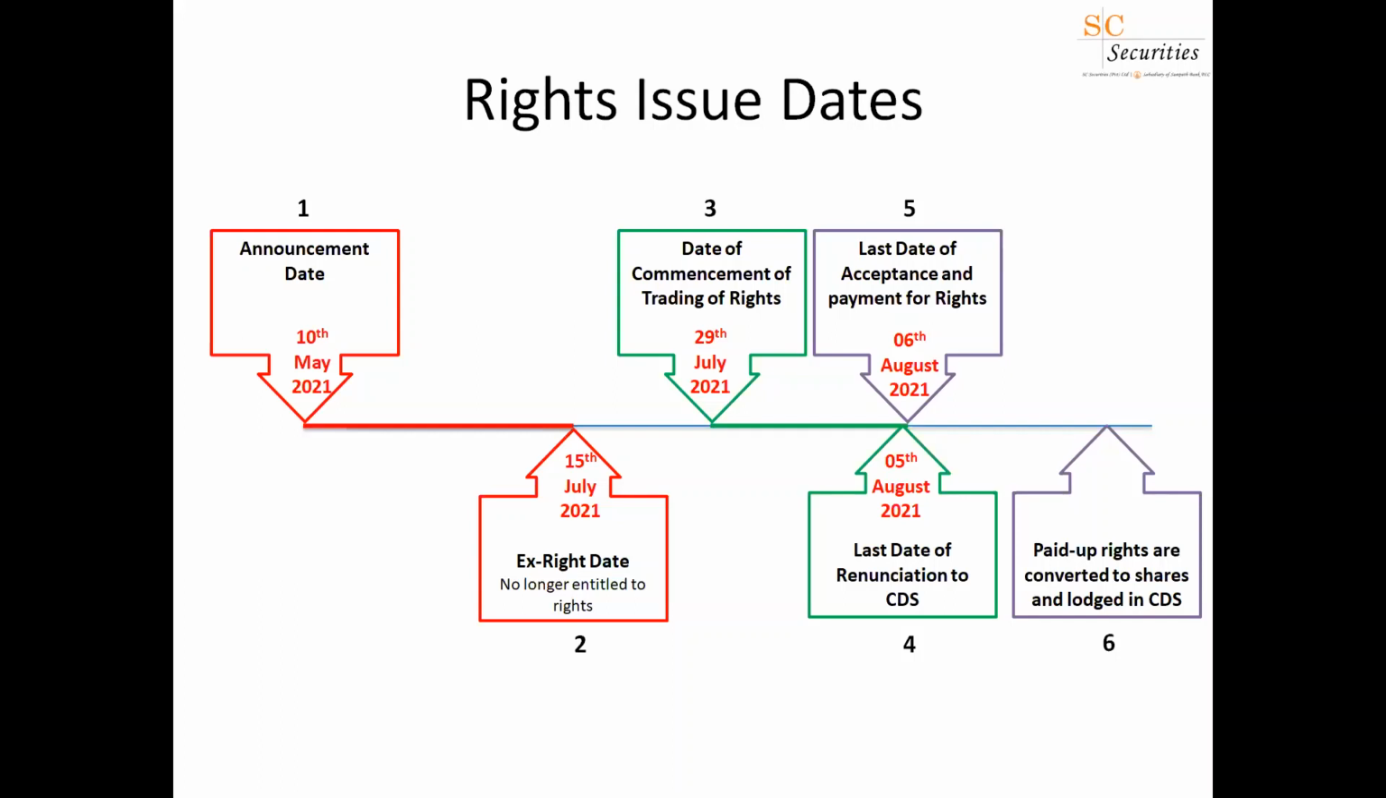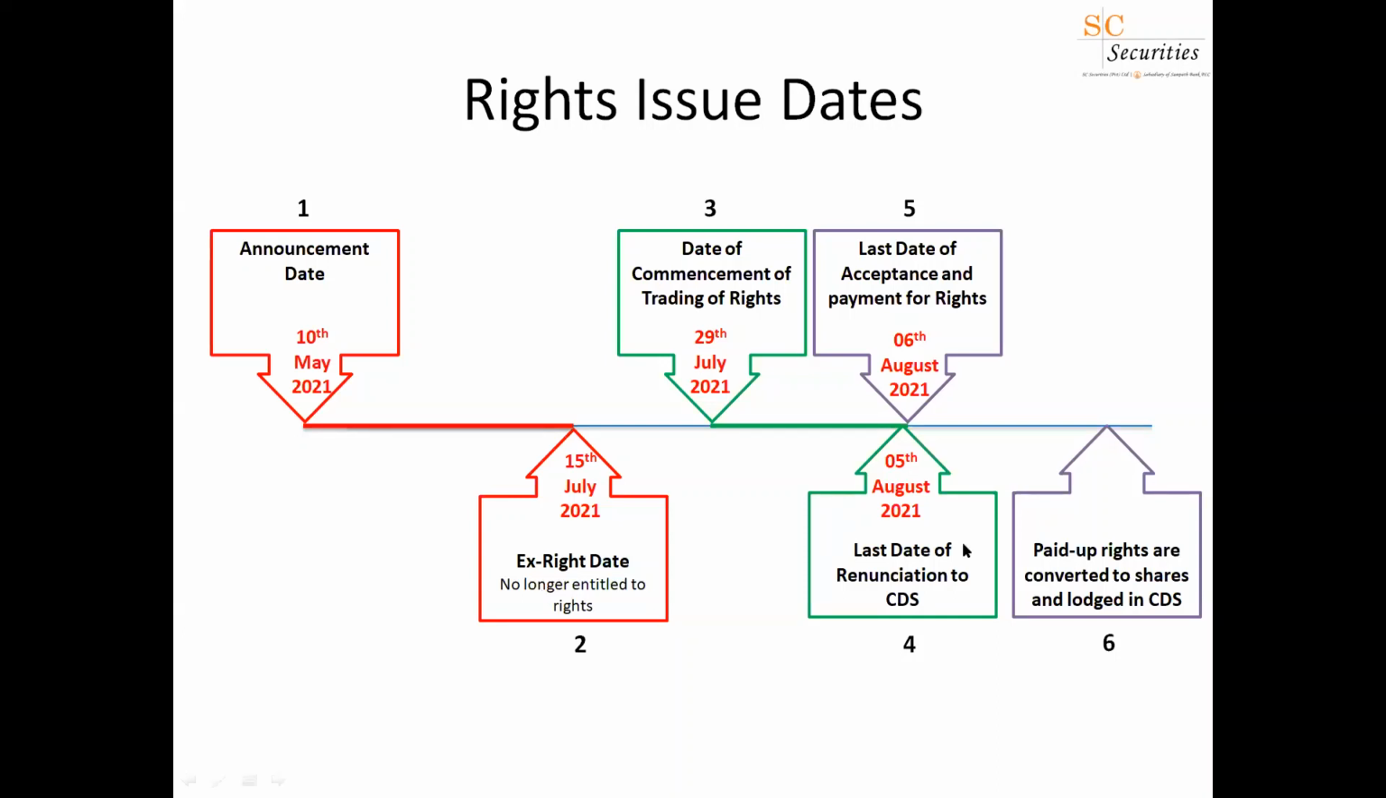And this right would trade until the renunciation date. So renunciation date is the final day where you have the option to buy and sell rights in the market and for you to lodge your rights in the CDS. So during this period, which I have highlighted in green, a shareholder can buy and sell rights, right? You can buy rights, you can sell rights, you can make a capital gain during that period, just like from a share.